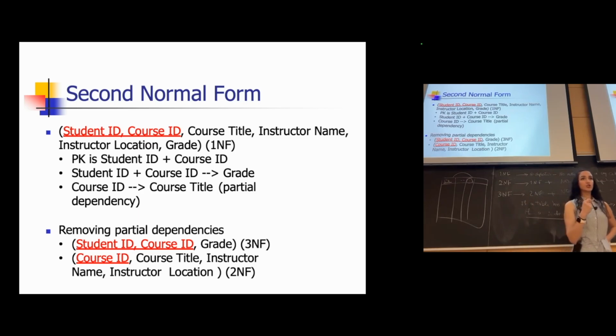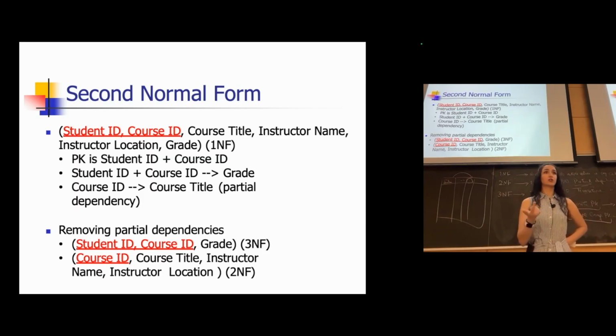If you remove partial dependency, 2NF is guaranteed, right? Because you may still have transitive dependencies, right? What if you get rid of both partial dependencies and transitive dependencies? Then you are in 3NF.